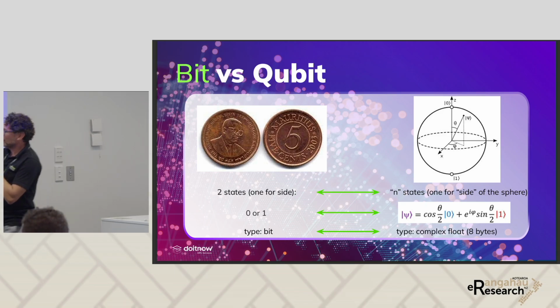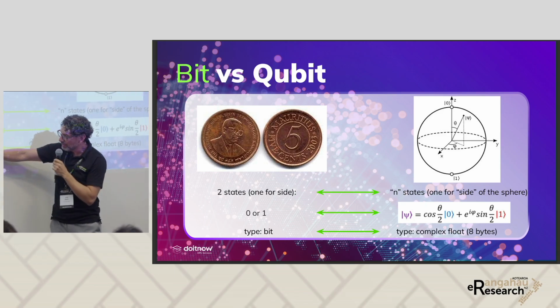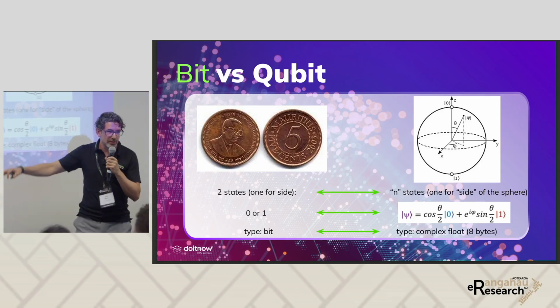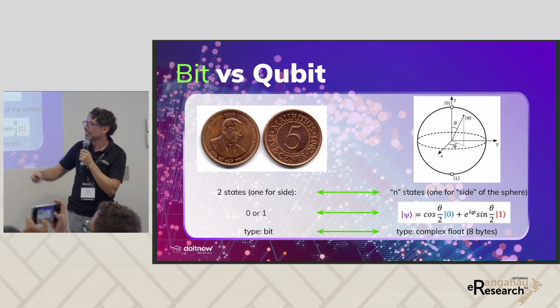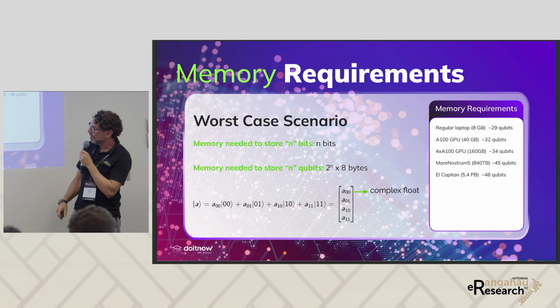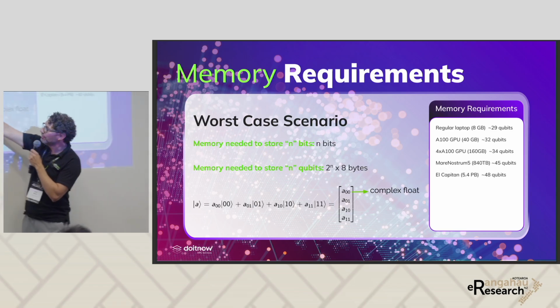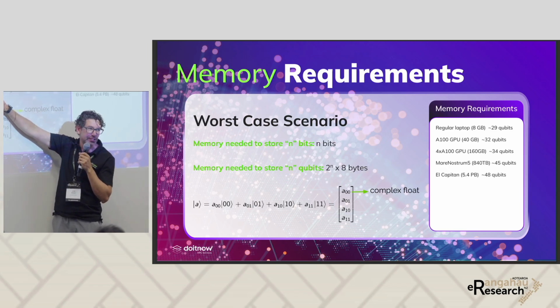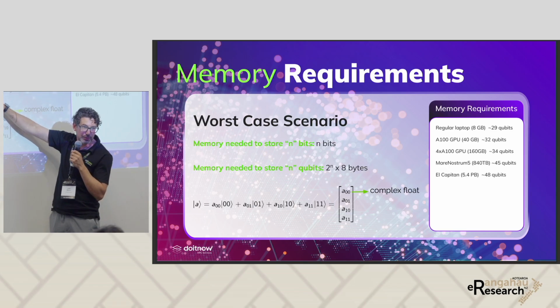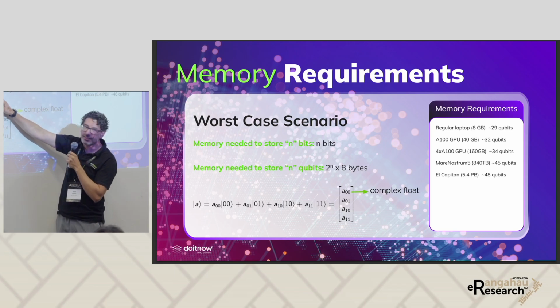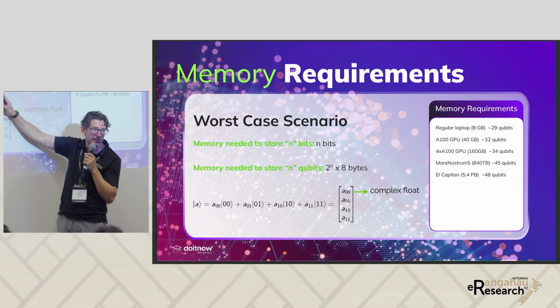In traditional computing, you have zeros and ones, and in quantum, you have a lot more. So how much do you have? Let me give you the formula: 2^n, and this is not a multiplication, it's an exponent, times 8. If you want double precision, 16.